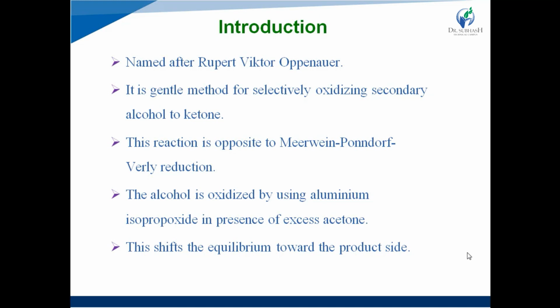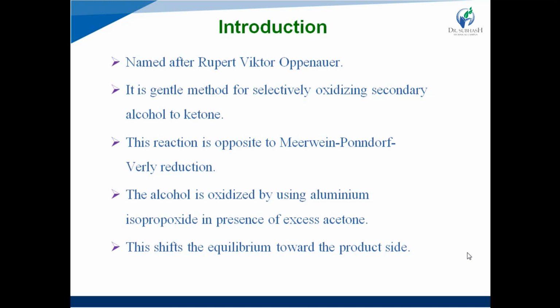Meerwein-Ponndorf-Verley reduction involves the conversion of a ketone to a secondary alcohol. It reduces the ketone to the secondary alcohol. That's why this reaction is just the opposite of that reaction. In the Oppenauer oxidation, the alcohol is oxidized by using aluminium isopropoxide in the presence of excess acetone.